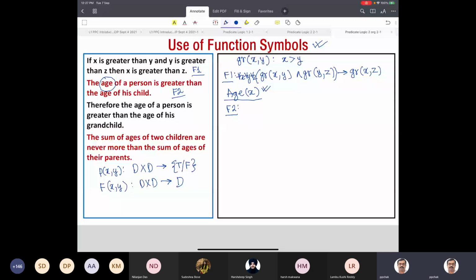So how will we write F2? We need another predicate called child: x is a child of y. Right, we need another predicate called child. So let us write it as CH(x, y), which says x is a child of y. Now write down F2.